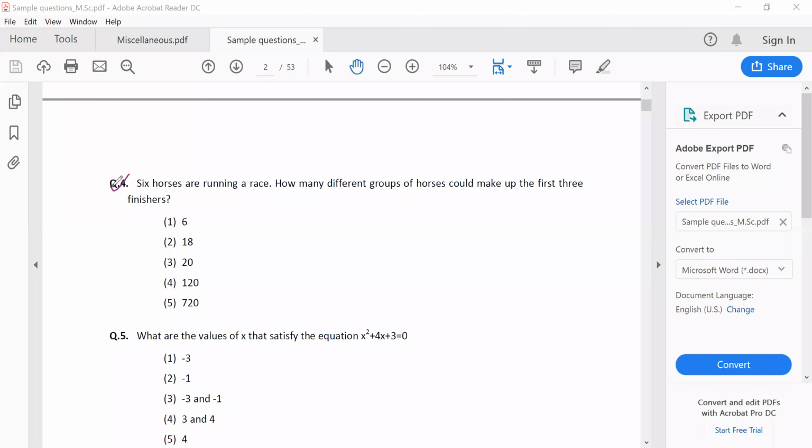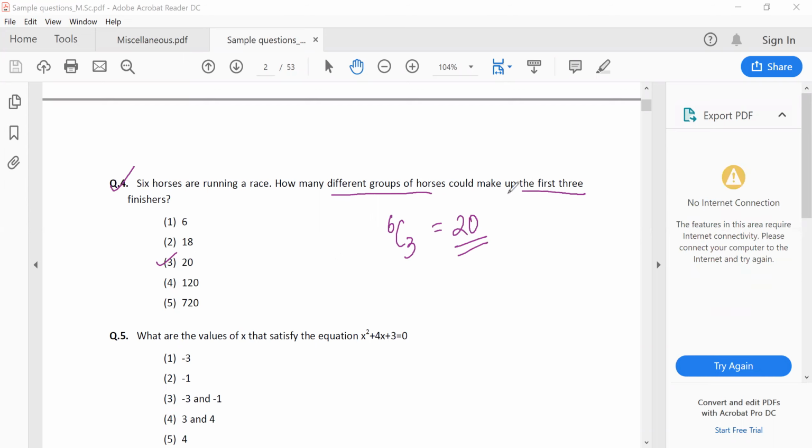Out of the six, how many different groups of horses would make up the first bus? 63, that's it. What do you think? 20 different groups may make up the first three. Right? What are the values that will satisfy this equation?